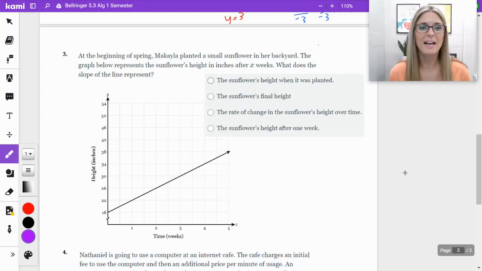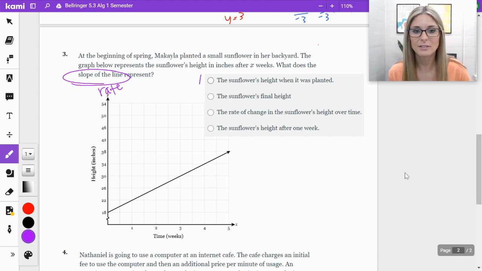On number 3, we've got at the beginning of spring, Michaela planted a small sunflower in her backyard. The graph below represents the sunflower's height in inches after X weeks. What does the slope of the line represent? So make sure you're reading these questions closely. They do change. So slope is always like a rate. And so let's see what kind of answer choices we have. I'm going to label them so we can talk about them.